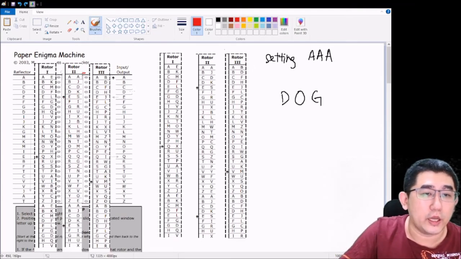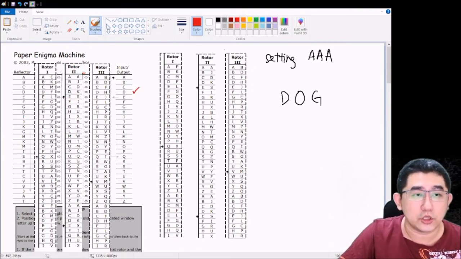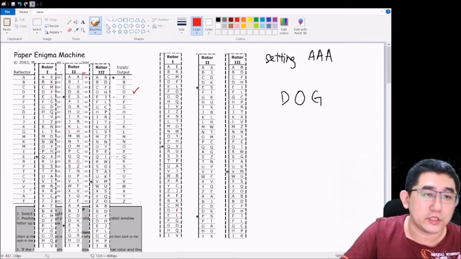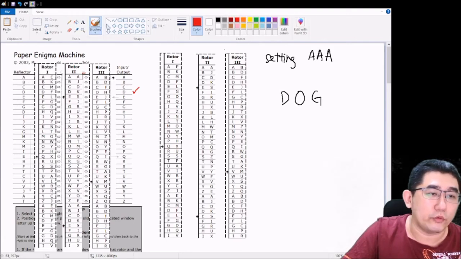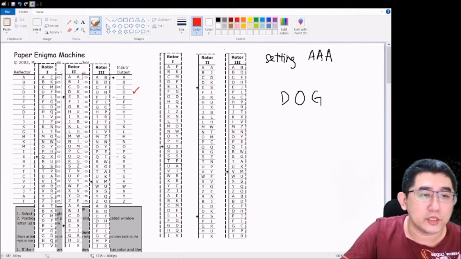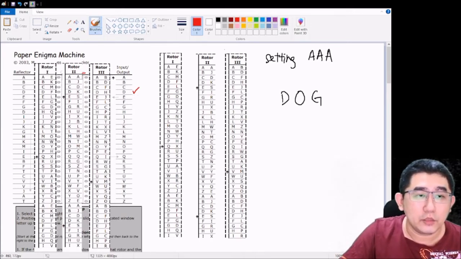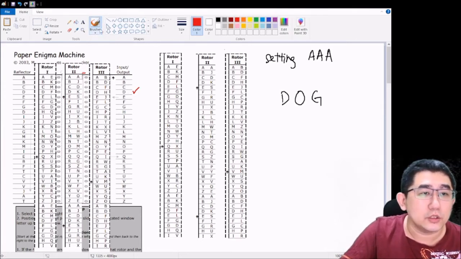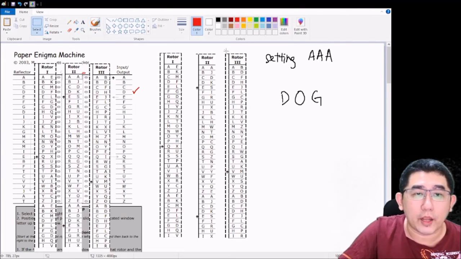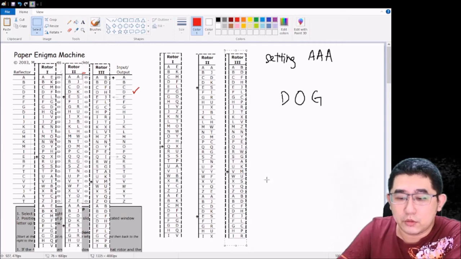As you can see, I have the letter D over here on the keyboard. This machine is actually running from right to left. So from the keyboard, go through the first rotor, second rotor, and third rotor, come out to the reflector, and go through the first rotor, second rotor, third rotor, and come out with the output again. And according to my explanation earlier, once I press on the keyboard, the third rotor will lift up by 1. So this is what's going to happen.